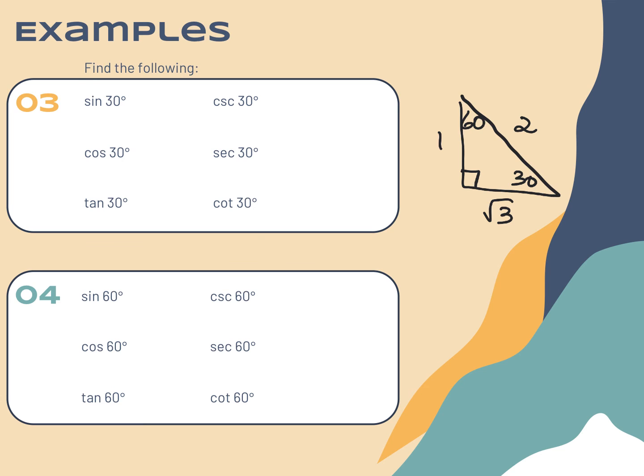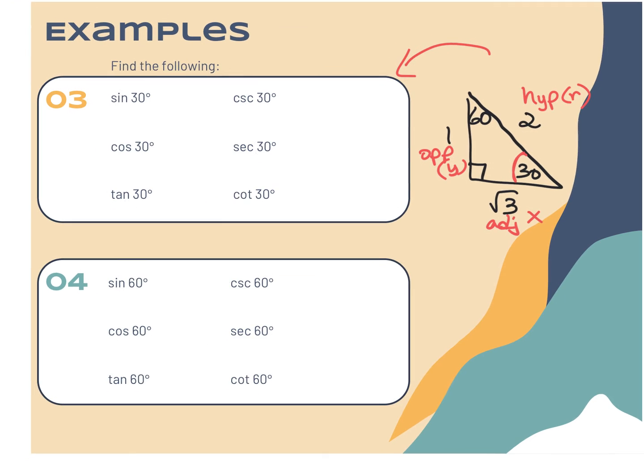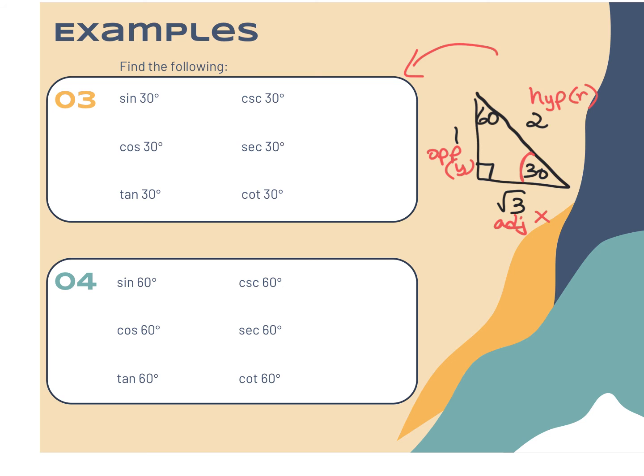Again, I'm labeling my sides based off of the 30 for all of these. So here's my 30. So this is opposite, which is also y. This is the adjacent, which is x. And this is the hypotenuse, which is my r. So now, to place them into the 6 trig functions, now that I've drawn the triangle, memorize the sides and what each one is, then I can go ahead and fill everything in.